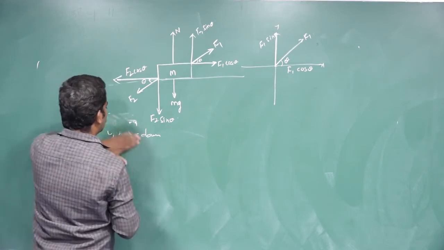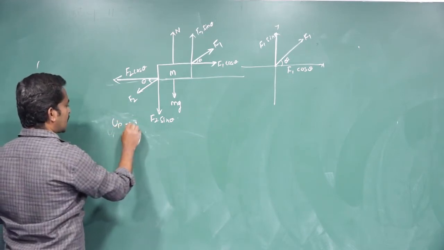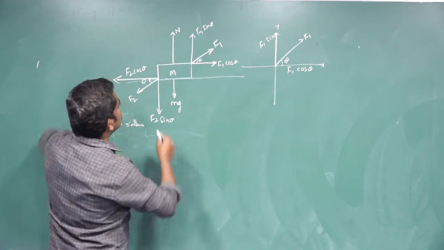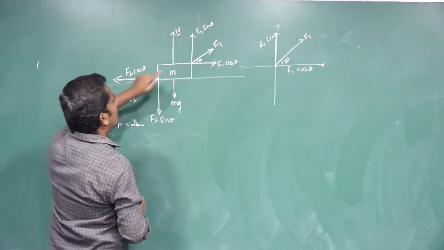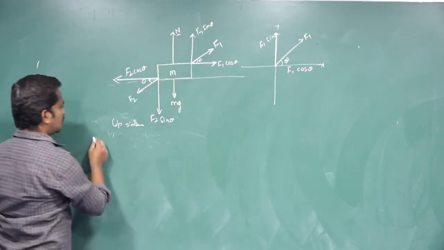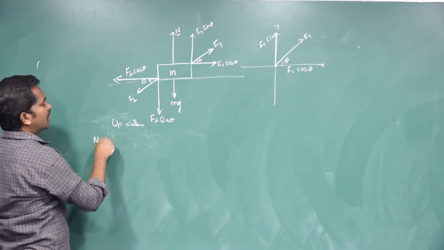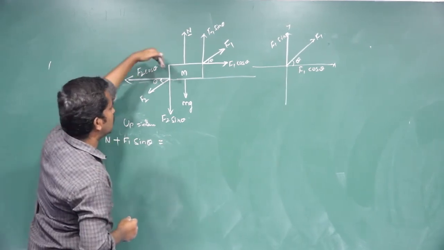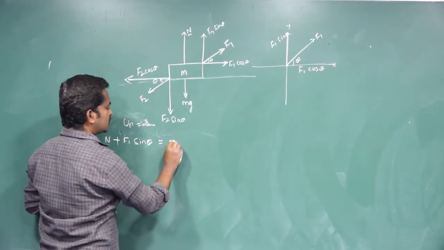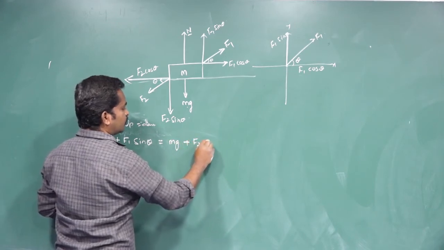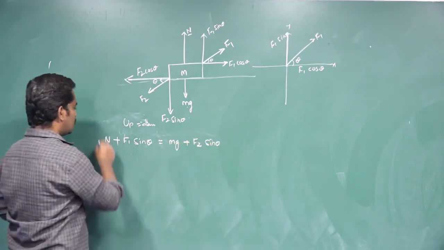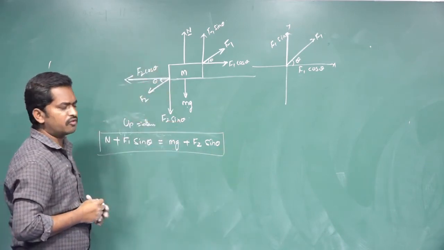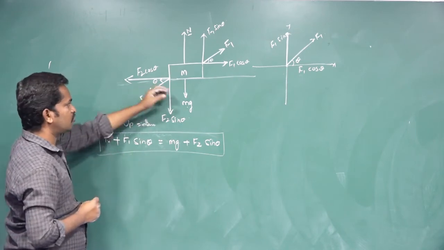For our convenience, I want to take the upward force and downward force. What are the upward forces? Just calculate: the normal force, and next is F1 sin theta. Normal plus F1 sin theta is equal to the downward forces. What are the downward forces? mg plus F2 sin theta. So upward forces equal downward forces, the balanced condition. There is no motion of the object.